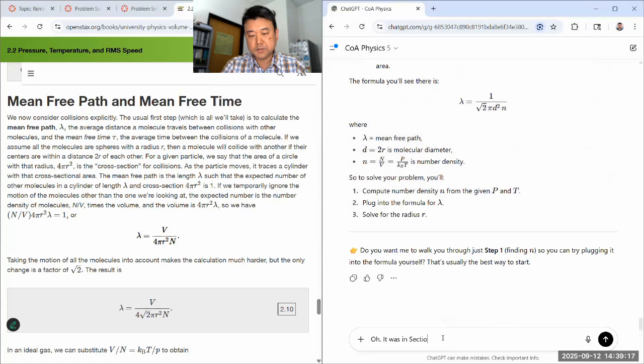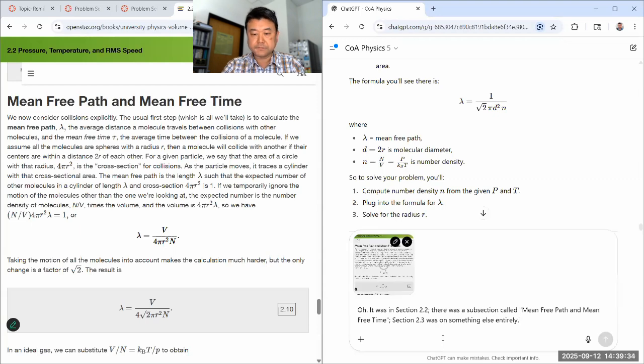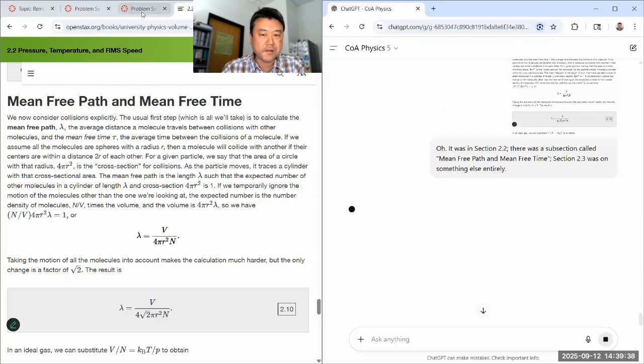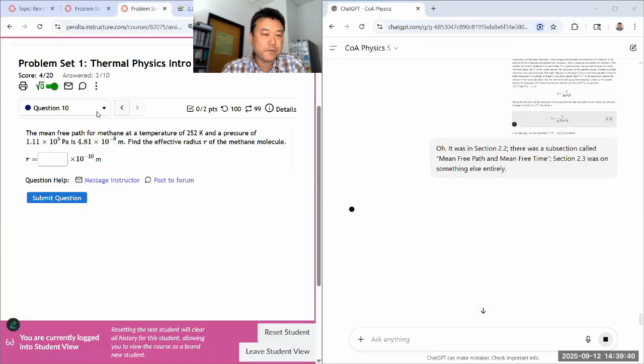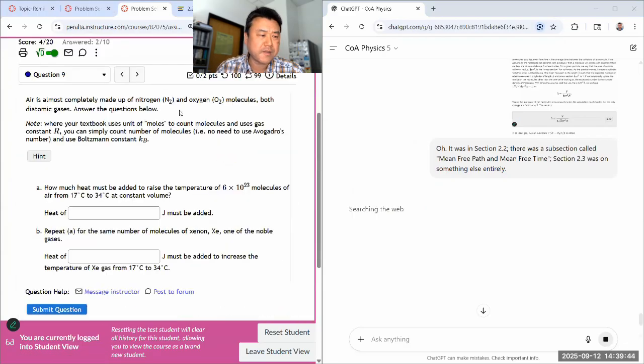It was in section 2.2. There was a subsection called mean free path and mean free time. Section 2.3 was on something else entirely. Yeah. So here, let me not plug in the numbers. It seems like a waste of time. Let's find an ideal gas law question and work through that, and I think we can let that be the last question.